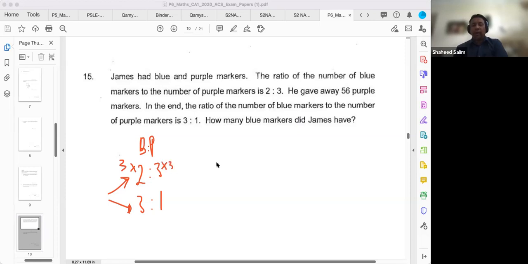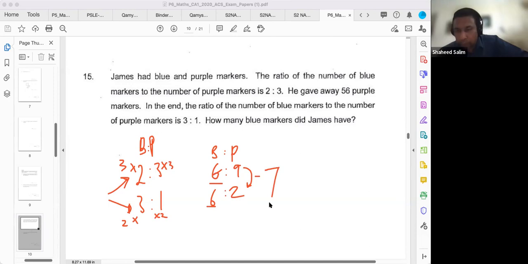So what do you get? At first, you get 6 to 9 blue markers. At first. 6 to 9. Then this one, you times by 2 to make it 6 also, right? You also times 2. So what do you get? 6 to 2. Now blue is the same. But purple has reduced by 7.